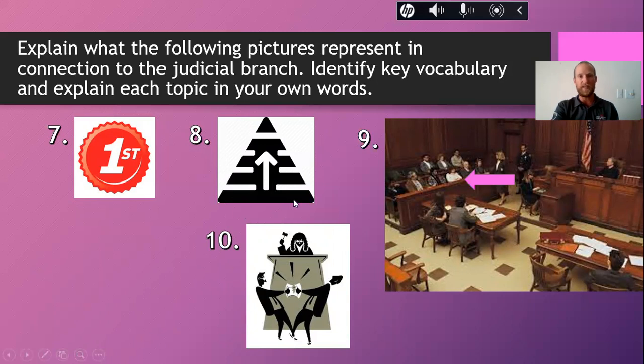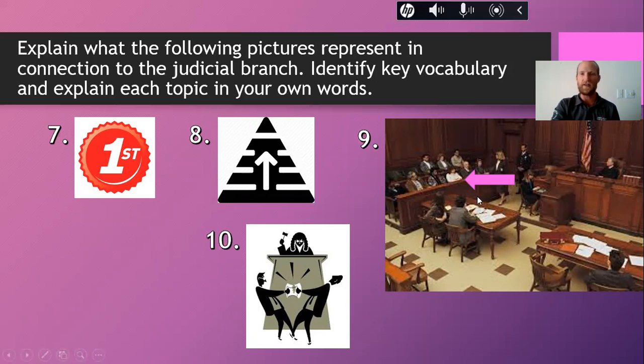So in the picture, you see a pyramid with different levels. It's supposed to represent the different levels of courts, and then an arrow pointing up, meaning that you're requesting a higher court to review your case. A court at a higher level has appellate jurisdiction because they're able to review those court cases that are being appealed up from a lower court. So appeal or appellate jurisdiction works for number 8.